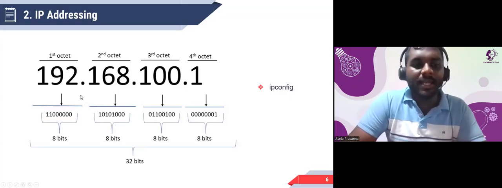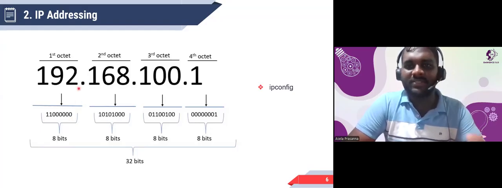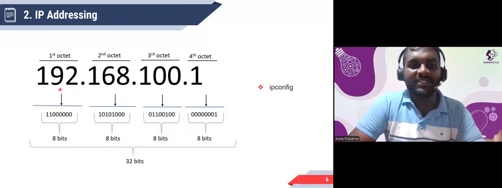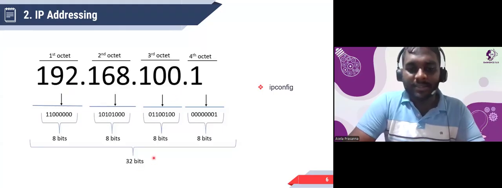So mainly an IPv4 address consists of 4 parts, 4 octets actually. One octet has 8 bits. 8 bits means 8 ones and zeros. There are 8 ones and zeros in an octet, and you can see that there are 4 octets. So 8 times 4, there are 32 bits in an IPv4 address.